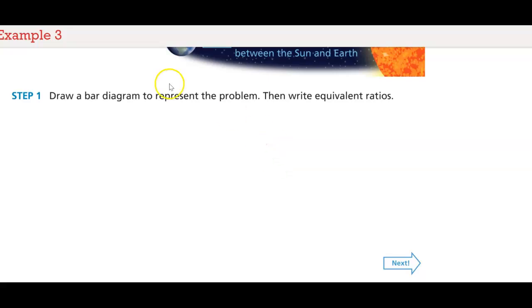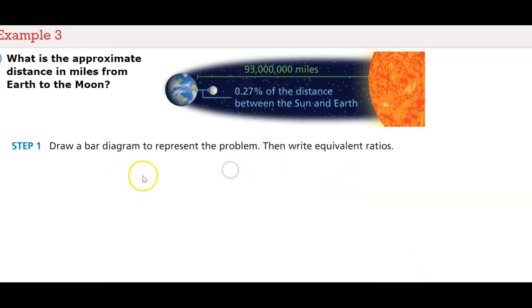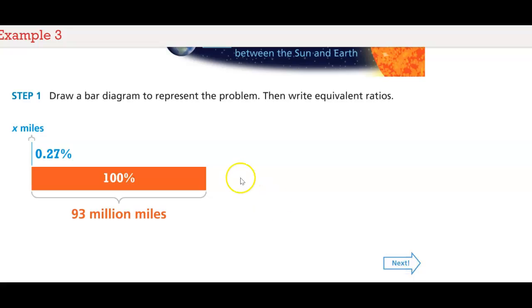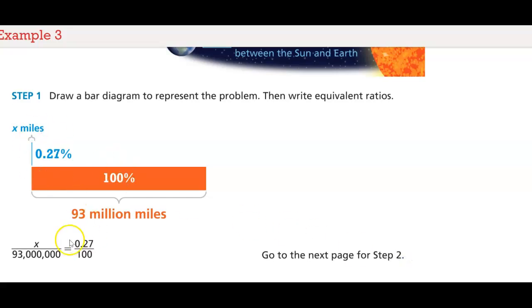Step 1, draw a bar diagram to represent the problem. Then write the equivalent ratios. So we have our X miles of that 0.27%. The 100% of that distance is 93 million miles. And we have the ratios written after drawing that diagram. And we have X over the 93 million. And then we have the 0.27% over the 100%.